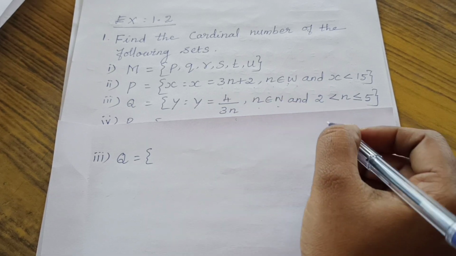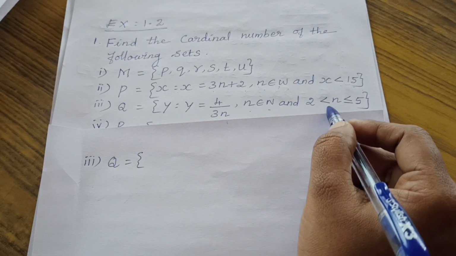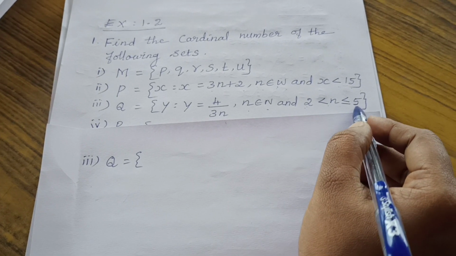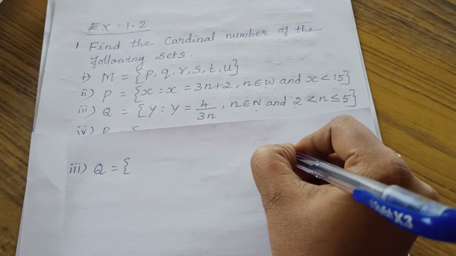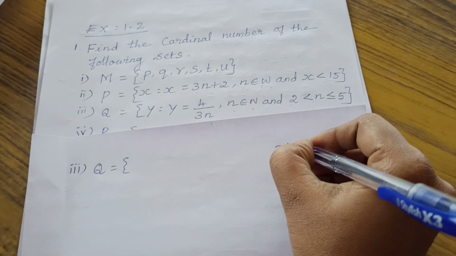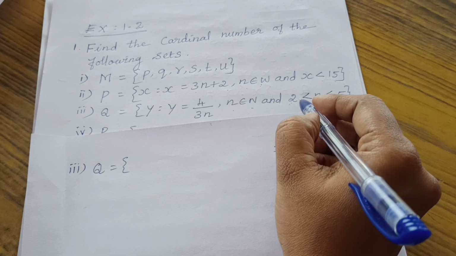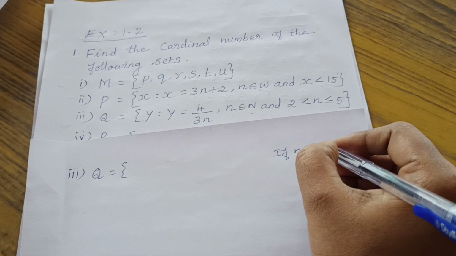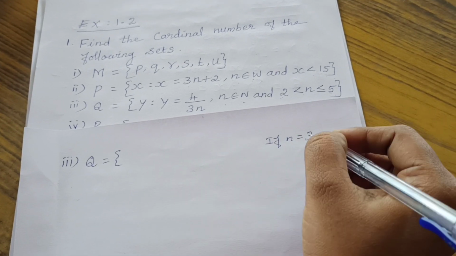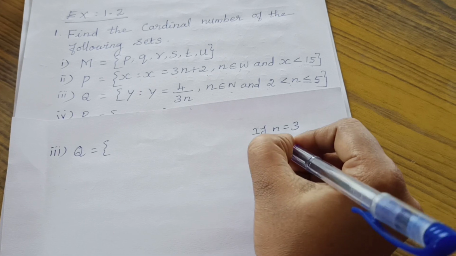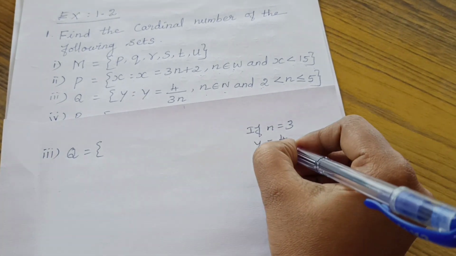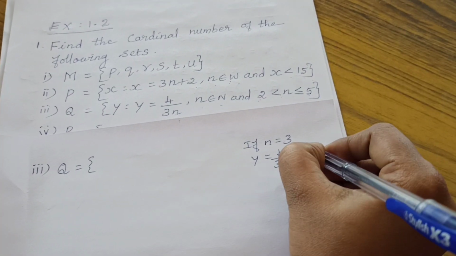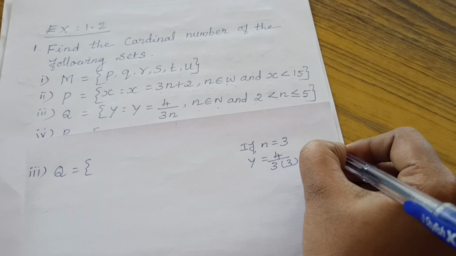Okay, first we have to find the roster form, and then the n values lie between 2 and 5. Okay, 5 also we have to take here. Then we can find: if n equal to, first, less than is given here, so the next number we have to take. If n equal to 3, then y is equal to 4 divided by 3 into 3. In n's place we have to substitute 3. Okay, then equal to 4 divided by 9.